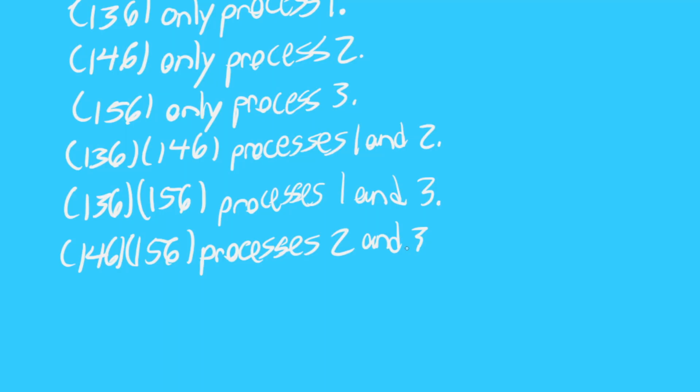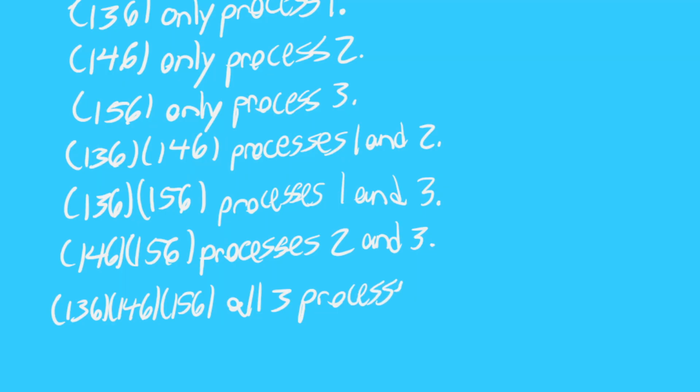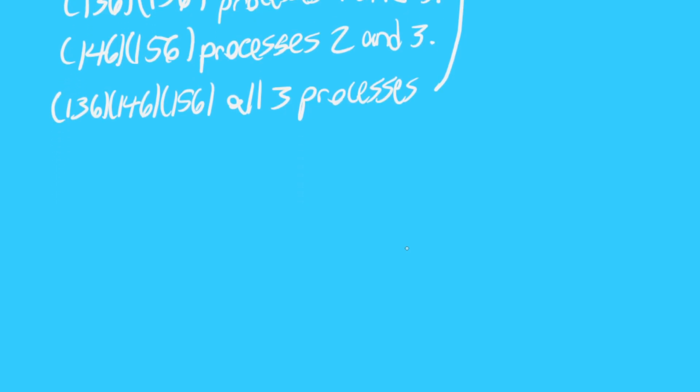And then if we were to want all 3 to be open, we can do 1, 3, 6, 1, 4, 6, and 1, 5, 6 for all 3 processes. And this is all for flow direction 1. Okay, now let's look at flow direction 2.